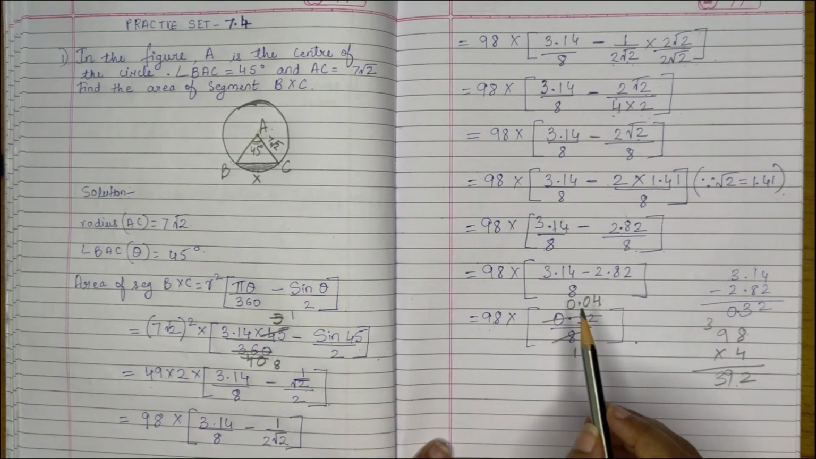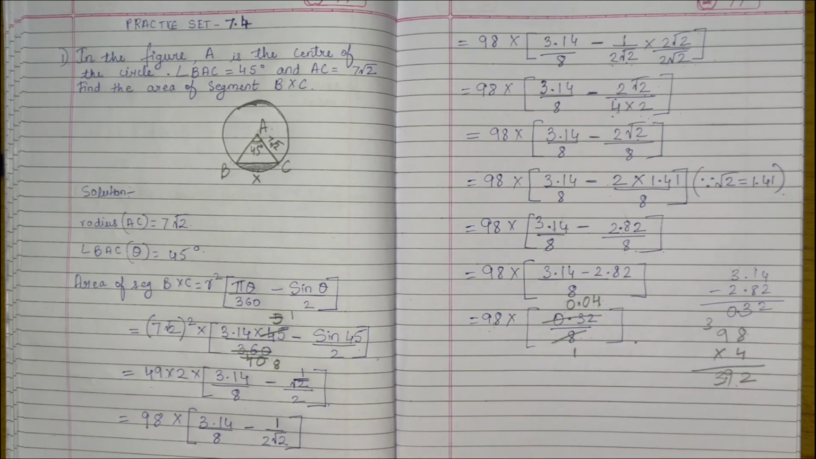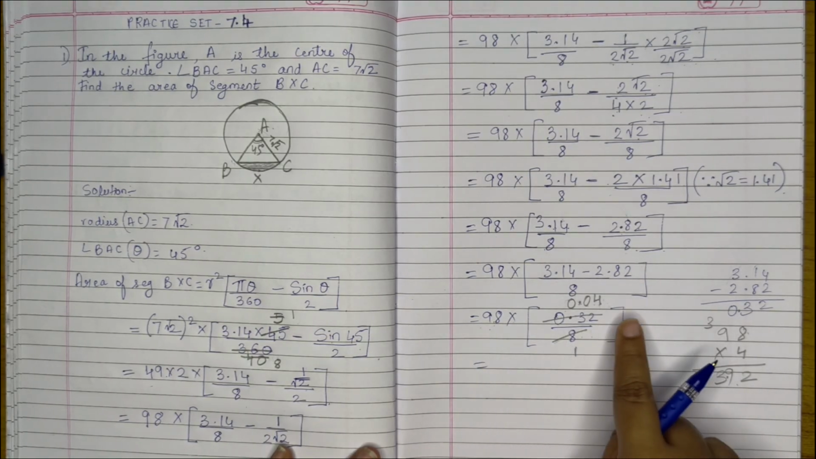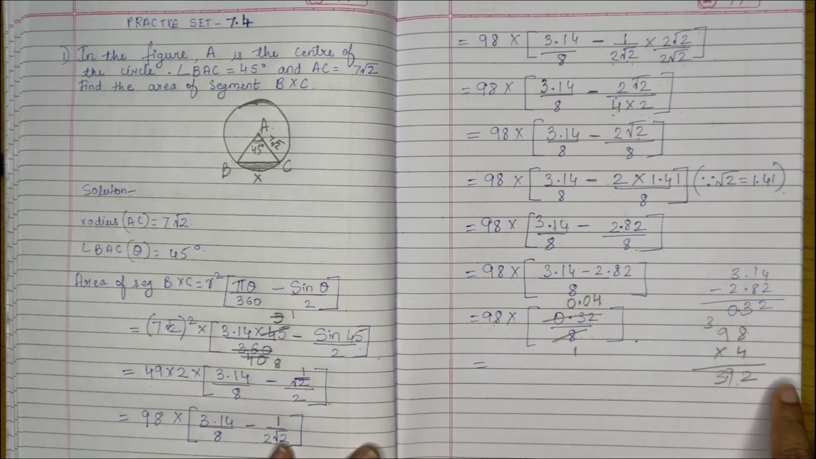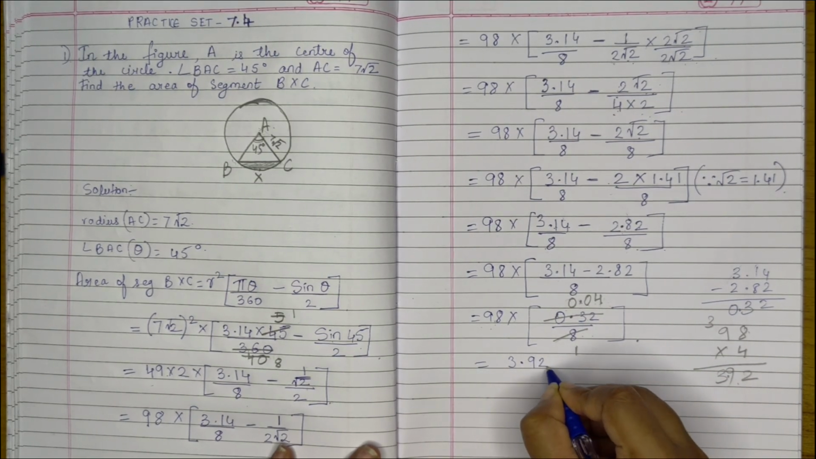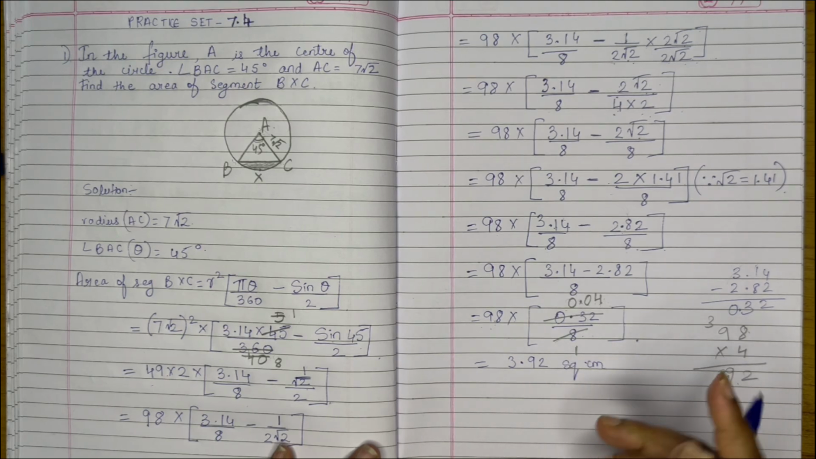Now what I told you, after 2 digits there is a point. So after 2 digits over here you will put the point. So you get 3.92. Understood? So at last, 98 multiplied by 0.04, when we multiply this, you will get 3.92 square centimeters. So this is how we get it.